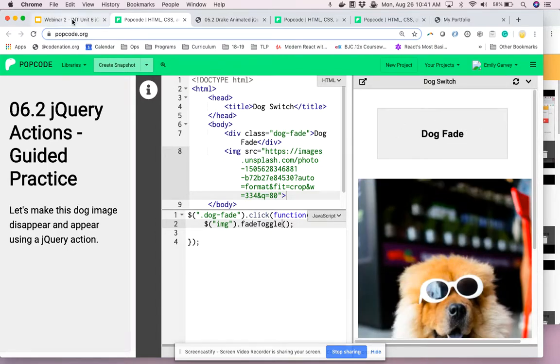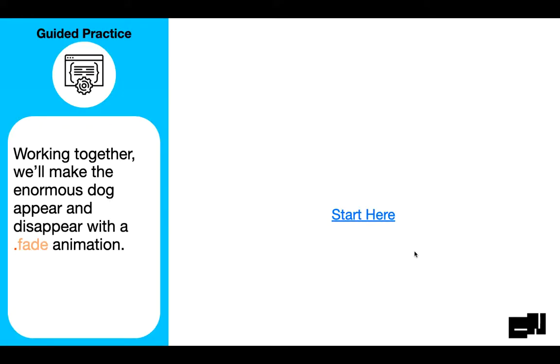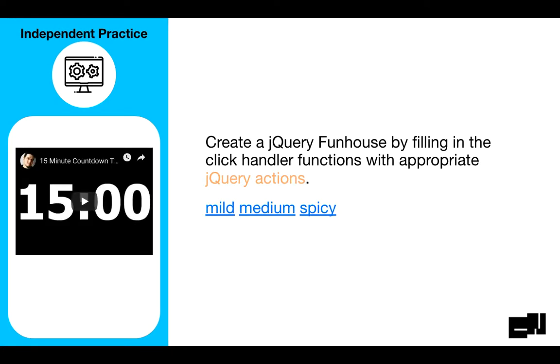Cool. One other thing, if I go back to this slide, maybe this is not a common misconception, but it's just something that happened in my class: I would have students who would try slide in and slide out, and that does not work. So be careful about your wording here. Now that we've made the dog appear and disappear with fade, you've got another independent practice.